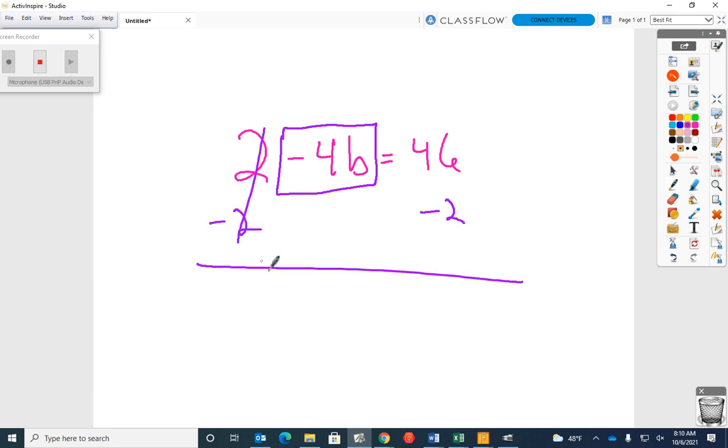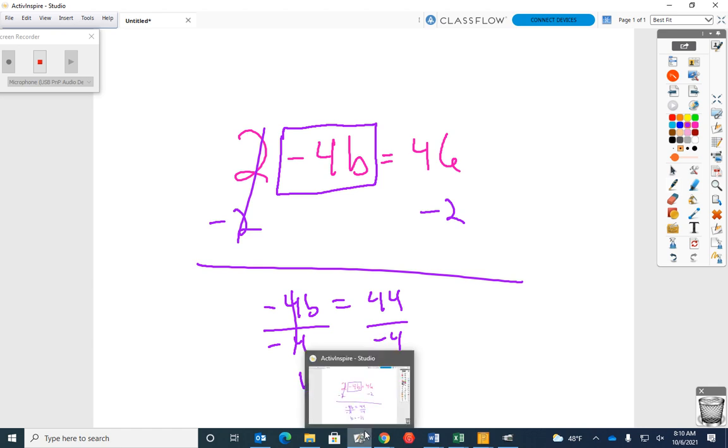Okay, those cancel. Bring this down. So I have negative 4b. What's 46 minus 2? 44. What's happening to b? I'm multiplying times what? Negative 4. So I divide everything by negative 4. These cancel. What is 44 divided by negative 4? Negative 11. Okay? Does that make sense?